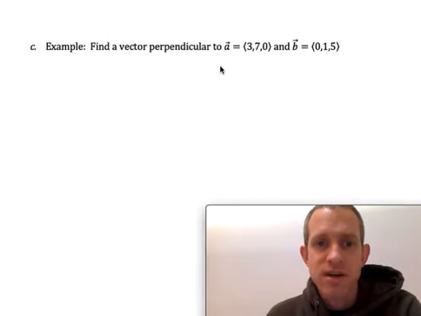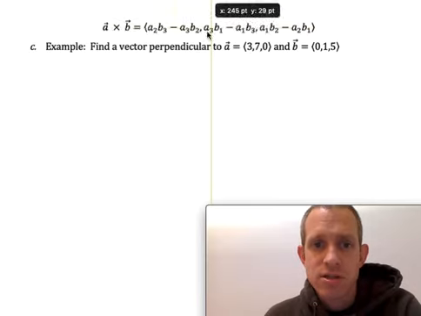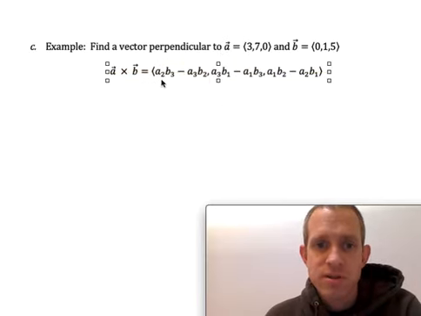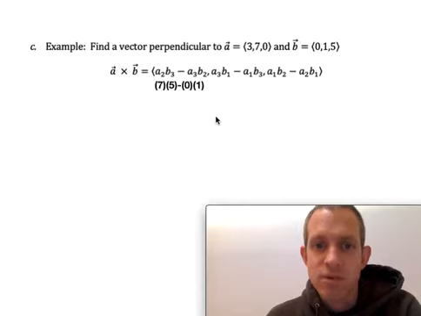So first of all, let's find a vector perpendicular to A, which is 3, 7, 0, and B, which is 0, 1, 5. And to begin, we can just use this beast of a formula. What this means is take the second component of A, which would be 7, and the third component of B, which is 5, multiply those together, and then the third component of A, which is 0, and the second component of B, which is 1, and multiply those together, or effectively 7 times 5 minus 0 times 1. That gives us 35 minus 0, and so the first component of our vector is 35.